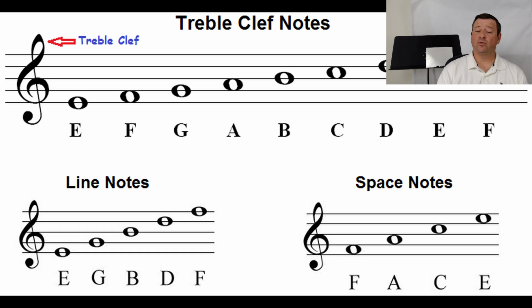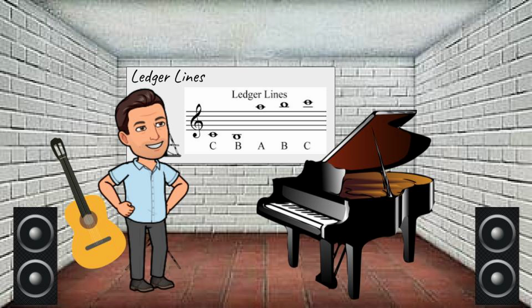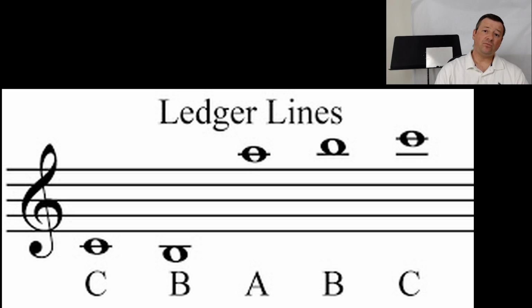Every good boy does fine are the lines E, G, B, D, F, and the spaces spell FACE: F, A, C, E. Now that takes us into today's lesson, so we're going to go into the Bitmoji classroom. We're going to talk about what happens above and below the treble clef staff. So there are notes not just in the staff, but also above and below it. And to find out what those notes are, we need to understand ledger lines.